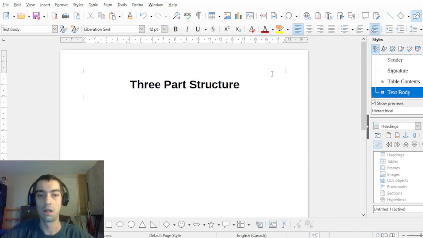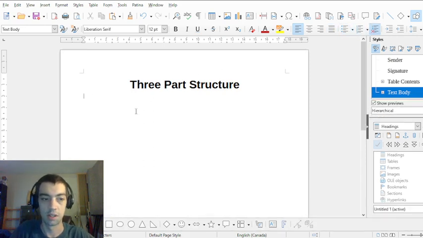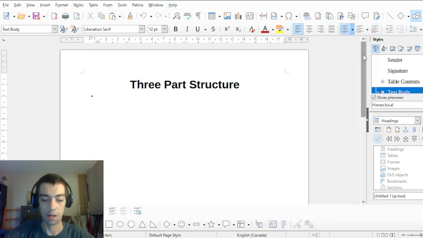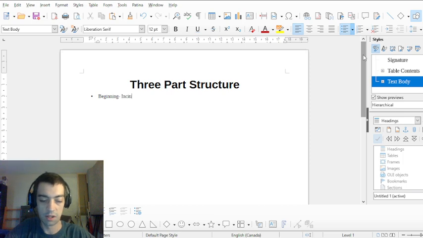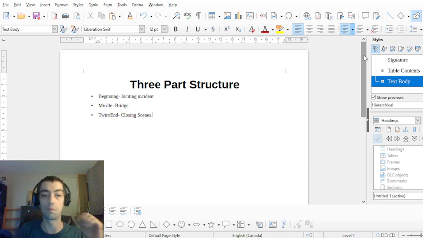Now, what is the three-part structure? Well, we are usually taught this in elementary or grade school, right? So it has a beginning, which has our inciting incident. It has our middle, which is our bridge, as I call it. And then we have our twist, or the end, which is the closing scenes. So these are our three main parts of a three-part structure.